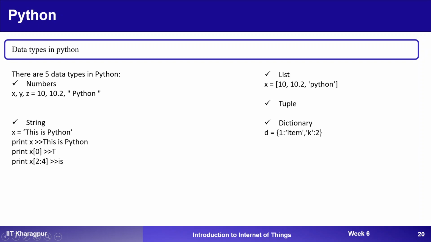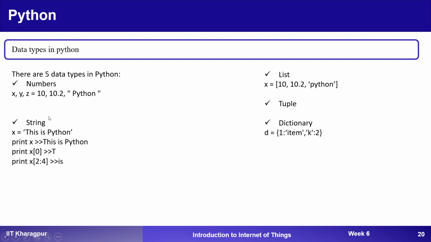Now the data types in Python. Basically, there are 5 data types in Python. The first one is number. In the case of number, all the data types such as character, integer, float, all come under number. The second one is string.